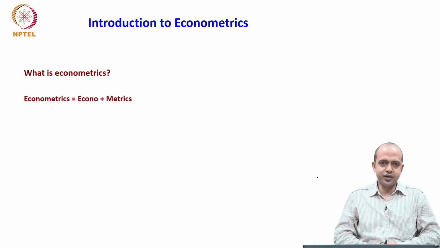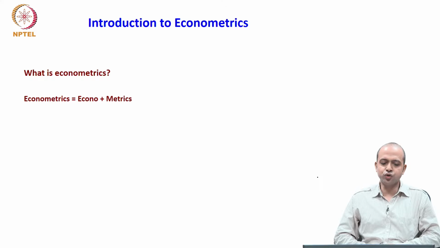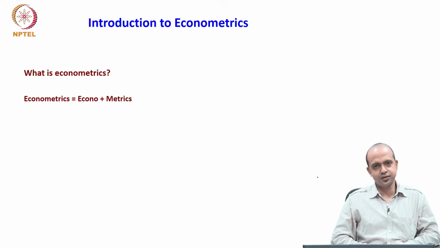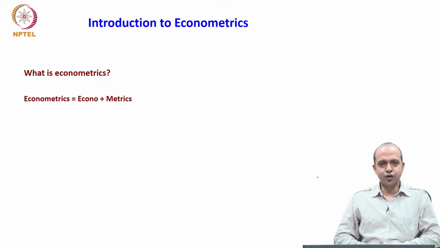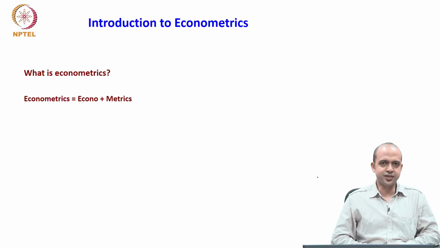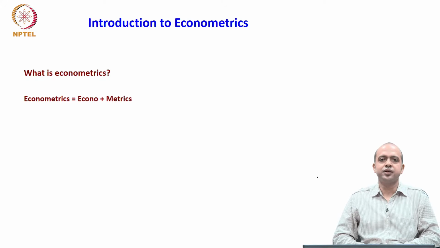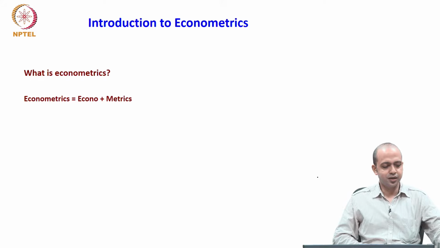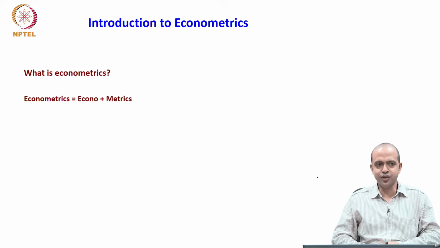So, econometrics is basically a summation of two components, econo and metrics. And what is the meaning of econo? Econo basically stands for economics and metrics stands for measurement. So, if I sum it up, econometrics basically indicates the measurement of economics or economic measurement.